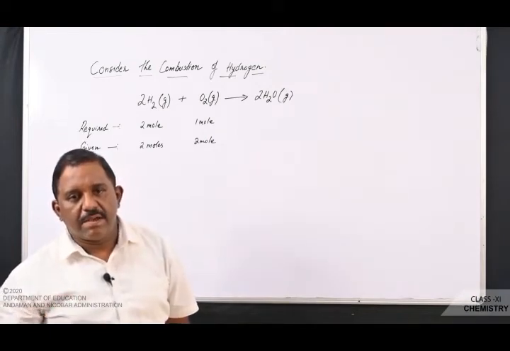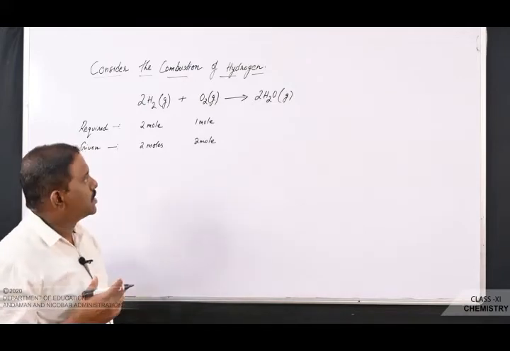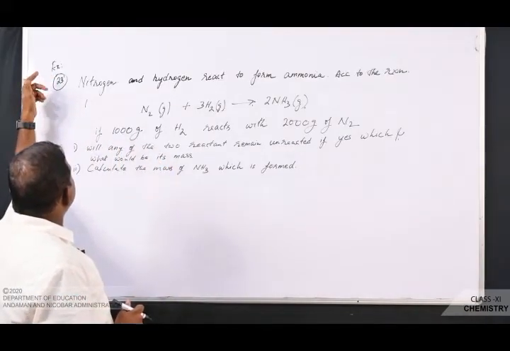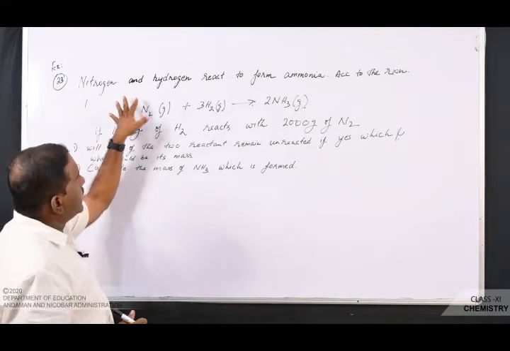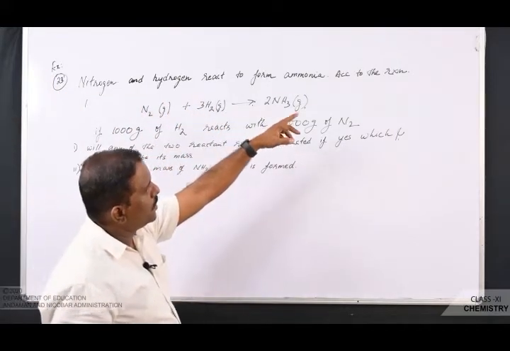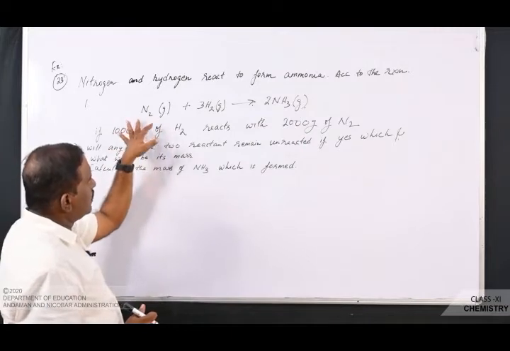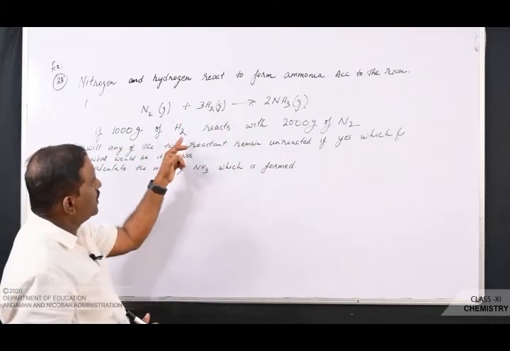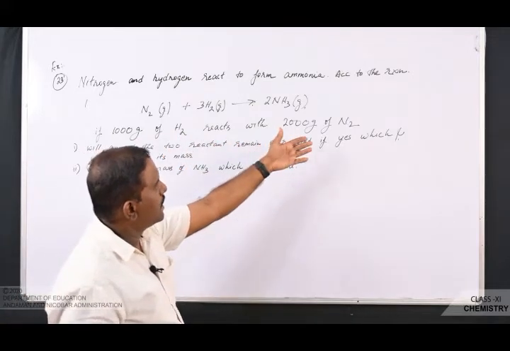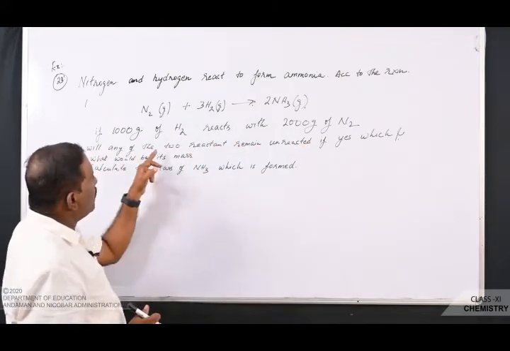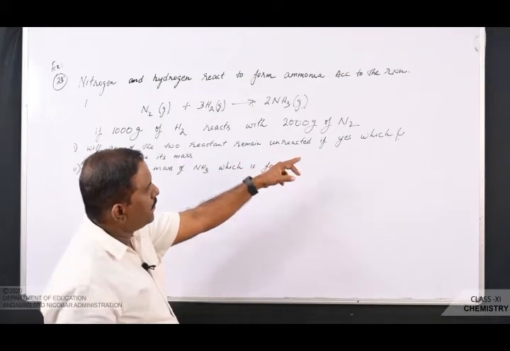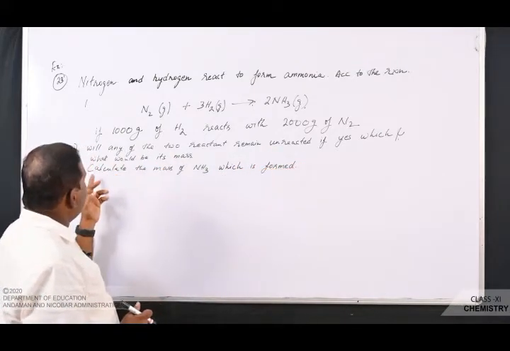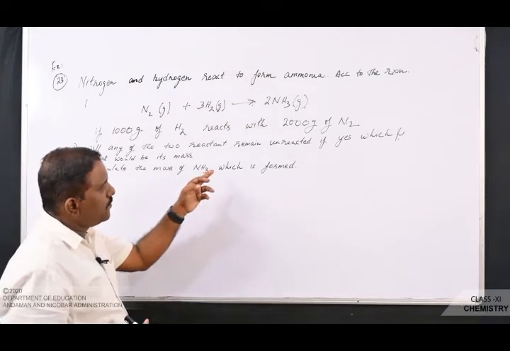Let us solve a question based on this. Students, let us see a question from your NCERT exercise, question number 23. Nitrogen and hydrogen react to form ammonia, according to the reaction nitrogen plus hydrogen gives ammonia. If 1000 grams of H2 reacts with 2000 grams of N2, will any of the two reactants remain unreacted? If yes, which and what would be its mass? Second part, calculate the mass of NH3 which is formed.